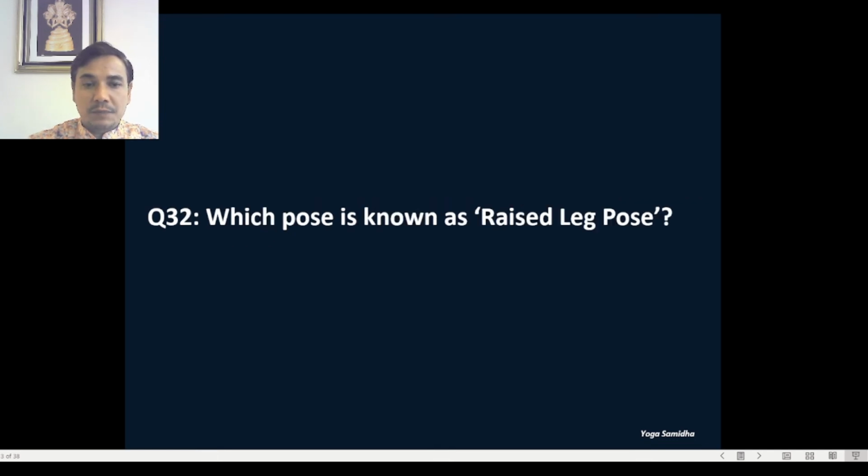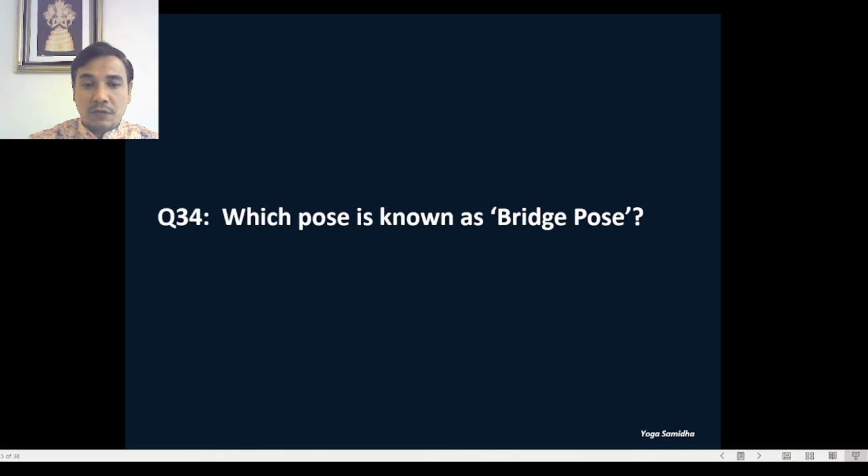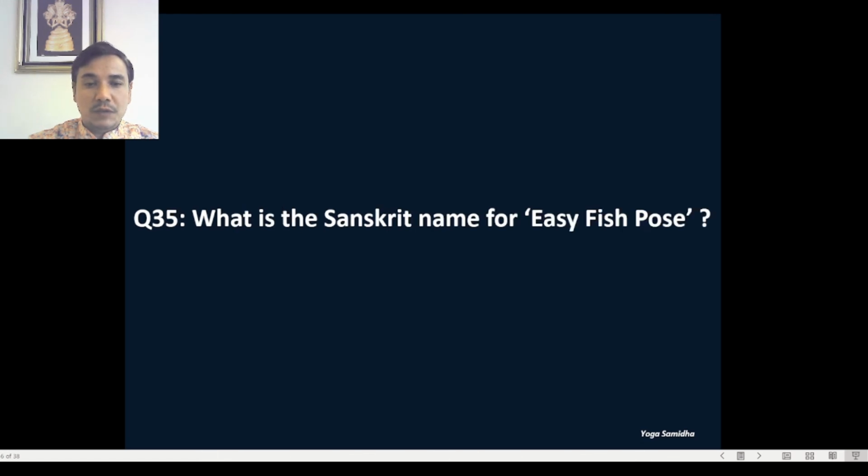Question 32nd. Which pose is known as raised leg pose? Raised leg pose. Question 33rd. What is the Sanskrit name for half plow pose? Half plow pose. Question 34th. Which pose is known as bridge pose? Bridge pose. Question 35th. What is the Sanskrit name for easy fish pose?